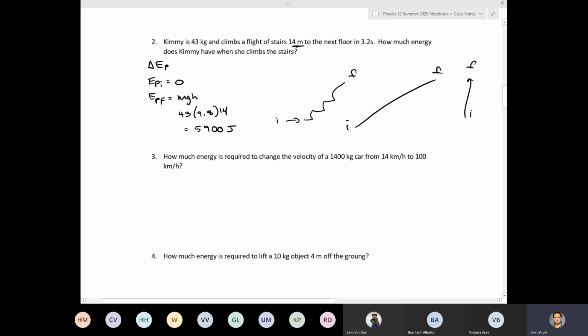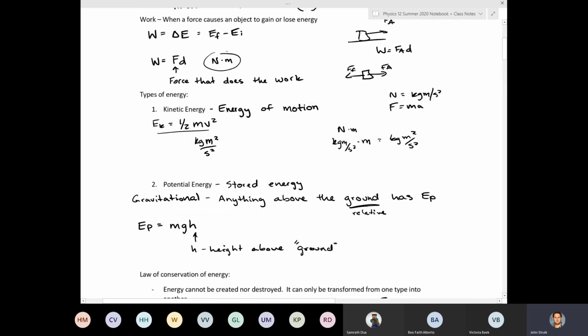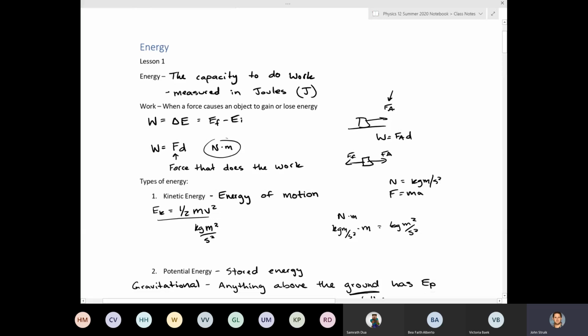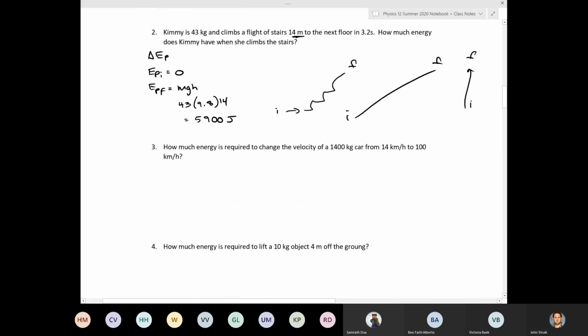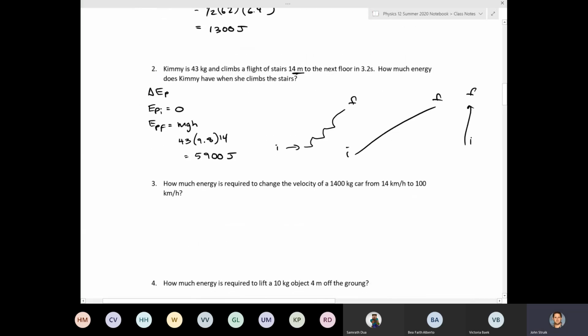Number 3, how much energy is required to change the velocity of a 1,400 kilogram car from 14 kilometers an hour to 100 kilometers an hour? Kilometers per hour isn't going to work for us because it has to be meters per second. As I showed you with the units up here, remember that it has to be kilograms meters per second squared. So it can't be kilometers per hour. So we need to change that. Hopefully you learned this in physics 11.